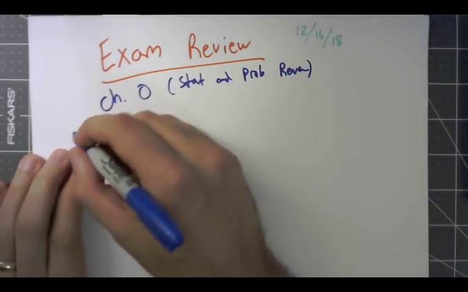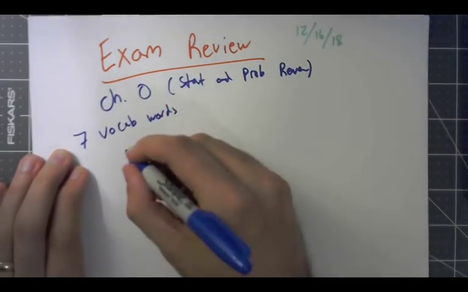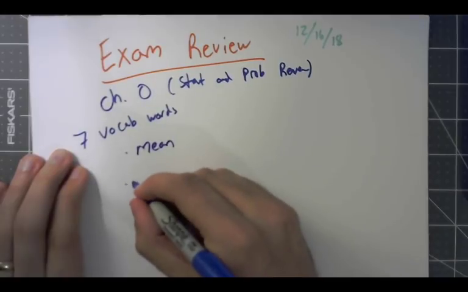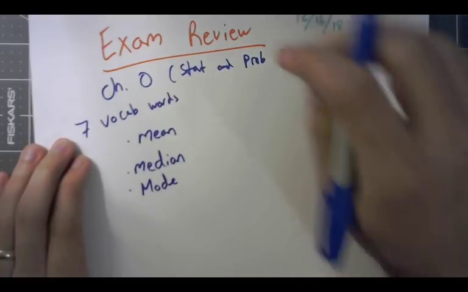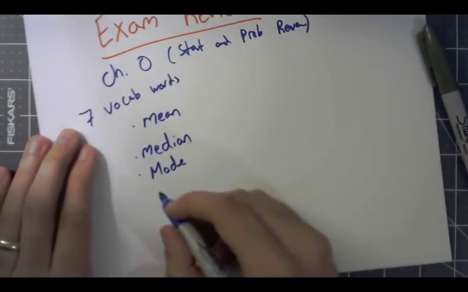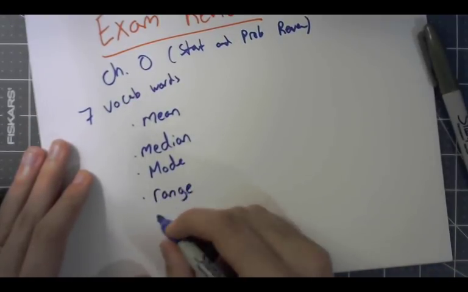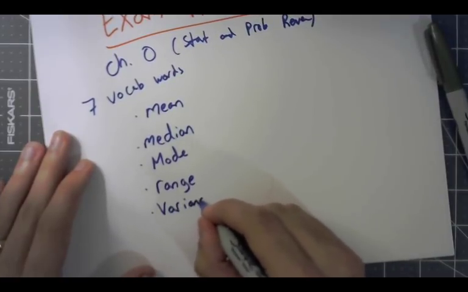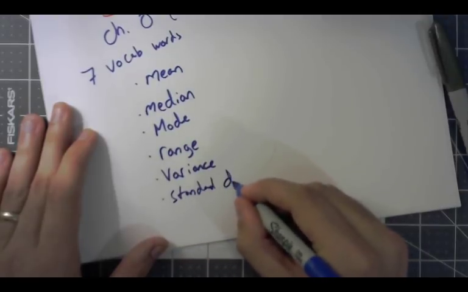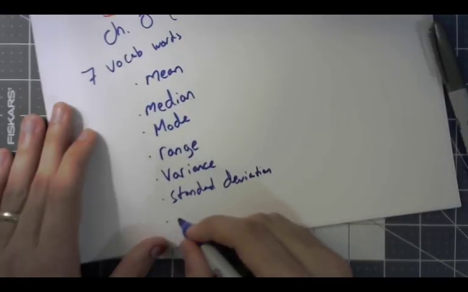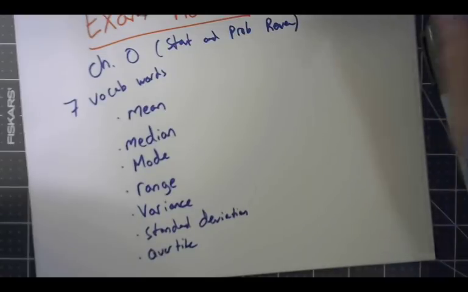We had 7 vocab words that were important. We had mean, median, and mode. That's sort of the first 3. Then we have another 3 that is range, variance, and standard deviation. And the last one is quartile.